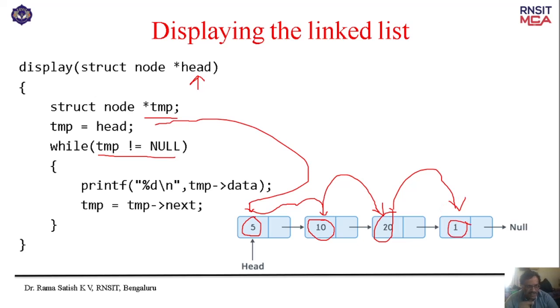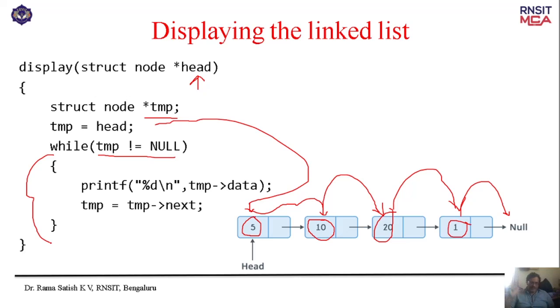And after this, TMP is equal to TMP of next. TMP of next is moved to the next. So now you check whether TMP is equal to null. Yes, it is equal to null. So then you stop. You come out of the while loop. So what do you call this? Linked list traversal. In the linked list traversal, all the elements got displayed.